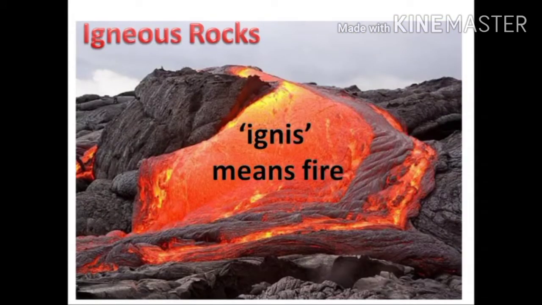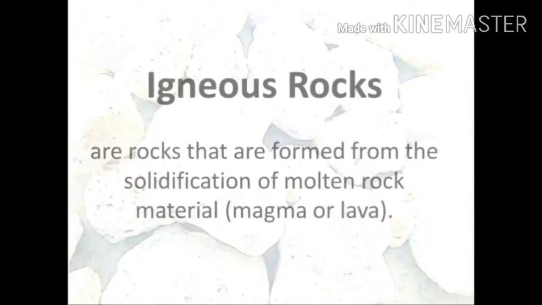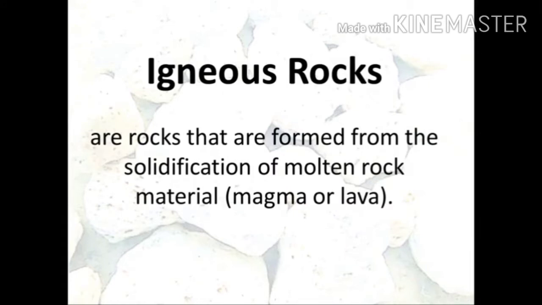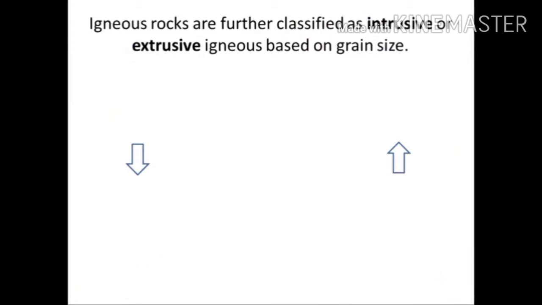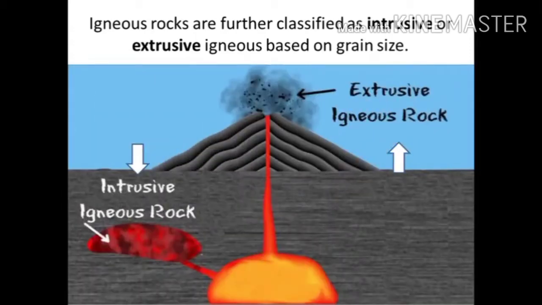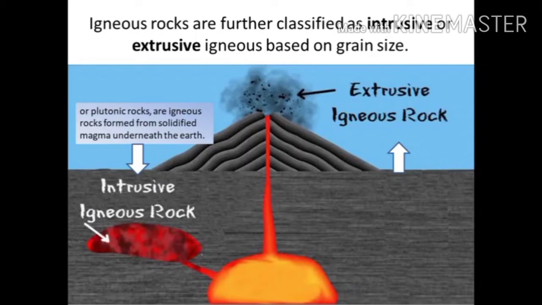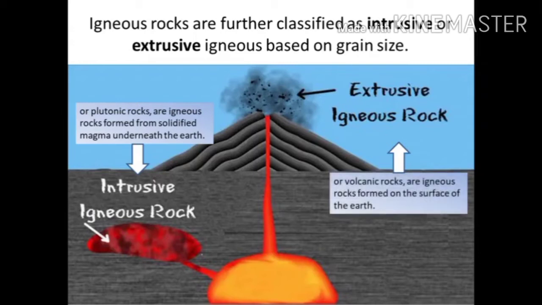Next is igneous rocks. Igneous is the Latin word that means fire. Igneous rocks are rocks that are formed from the solidification of molten rock material. These are the magma or the lava. Igneous rocks are further classified as intrusive or extrusive igneous based on grain size. The intrusive igneous rocks are also called plutonic rocks. These are igneous rocks formed from solidified magma underneath the earth. Or the extrusive igneous rocks, also called the volcanic rocks, are formed on the surface of the earth. When we say lava, these are the molten material that is on the surface of the earth. While when we say magma, these are the molten material which are underneath the earth.